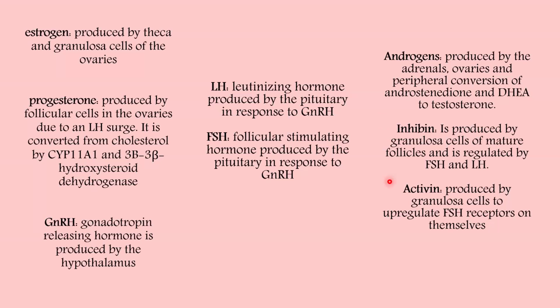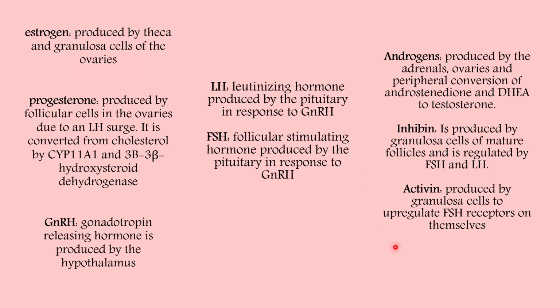Next, we have inhibin. Inhibin is produced by granulosa cells of mature follicles, and it's regulated by FSH and LH. Inhibin has two types, inhibin B and inhibin A. Inhibin B is a marker of granulosa cell function, and this is the one that's controlled by FSH. So inhibin B induces the expression of LH receptors on the granulosa cells. Whereas inhibin A is a marker of corpus luteum function. It's produced alongside progesterone, and we're going to talk about corpus luteum later. And inhibin A is the one that's controlled by LH.